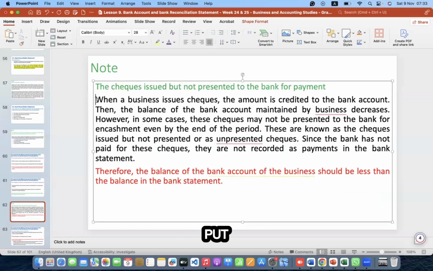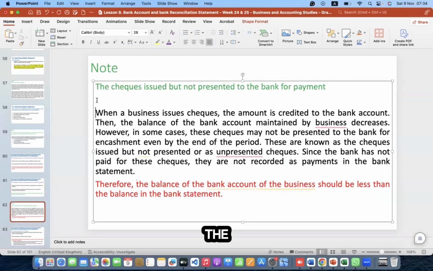You will have to put a small subheading with the name: the checks issued but not presented to the bank for payment. When a business issues checks, the amount is credited to the bank account. Then the balance of the bank account maintained by the business decreases.